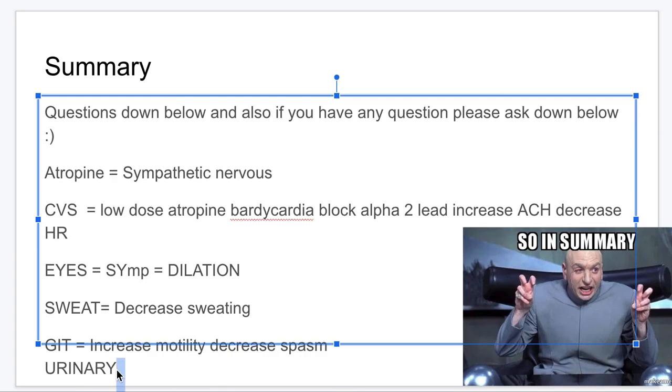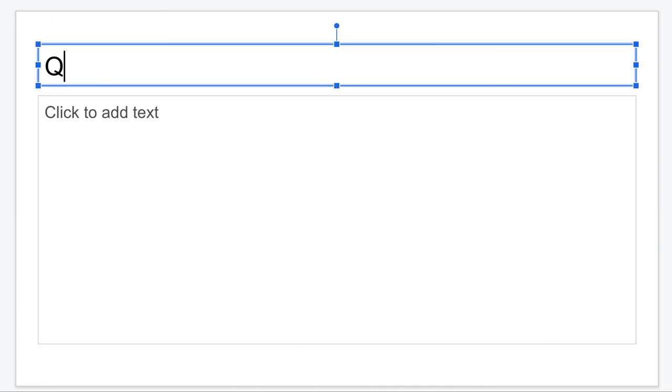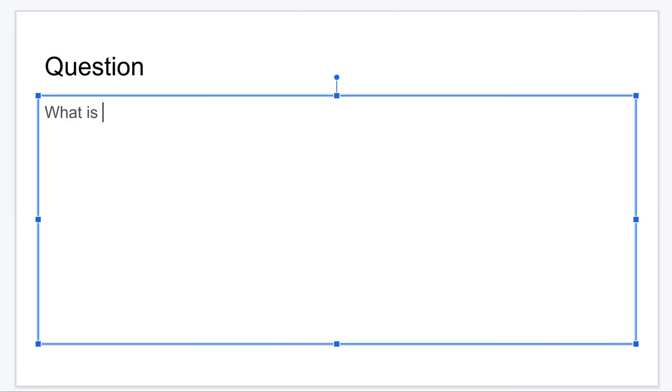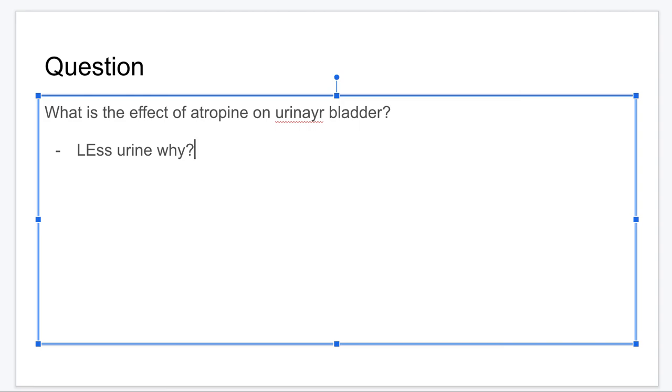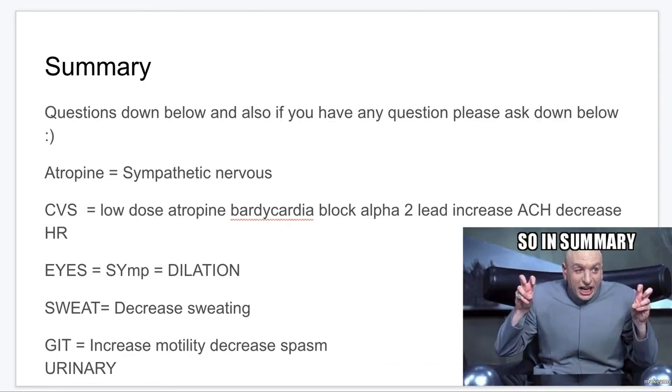Urinary. Okay, I have a question for you guys. I'm going to be giving you a question to see if you guys are paying attention or not. Question: what is the effect of atropine on the urinary bladder? Please answer for me. And the answer is less urine. Why? Because with atropine you're activating the sympathetic nervous system, so hence you are decreasing urine production. So that was my question for you, and it also answers the last thing, decreased urine.